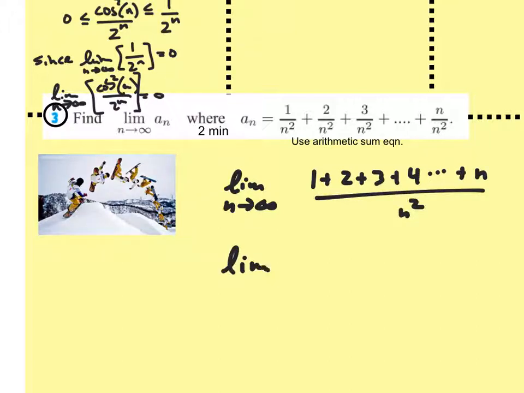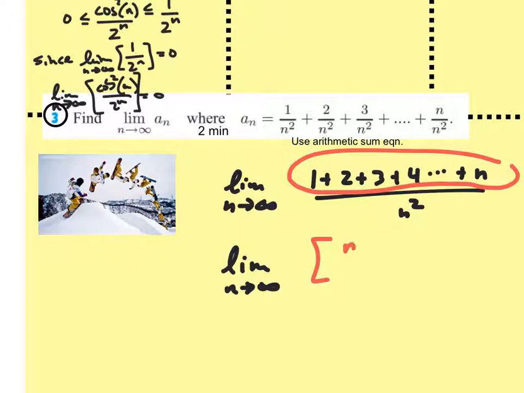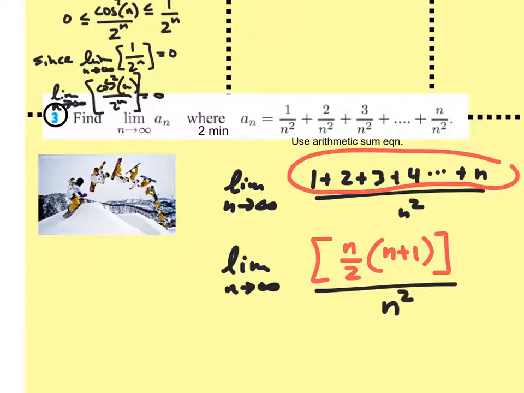Alright, so let's then use the arithmetic sum equation here, because that's just an arithmetic sum. What is that exactly? Well, that's n over 2 times n plus 1. Right? First term, let's see if you remember this. n over 2, first term plus nth term. Well, the nth term is n, the first term is 1, and so that's where that comes from. Okay, so now let's do a little bit of work here. This would be over n squared.